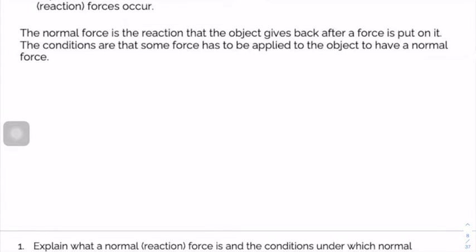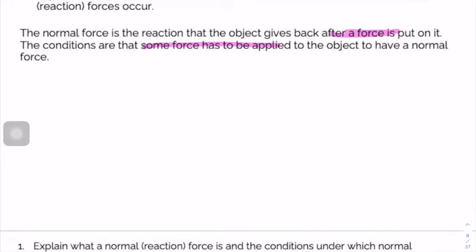Number 3, the normal force is the reaction that the object gives back after a force is put on it. The conditions are that some force has to be applied to the object to have a normal force. The thing that concerns me is that people may have understood what they were talking about, but when they say that after a force is put on it, the question is, where does this force come from? Some force has to be applied. Where does this force come from?